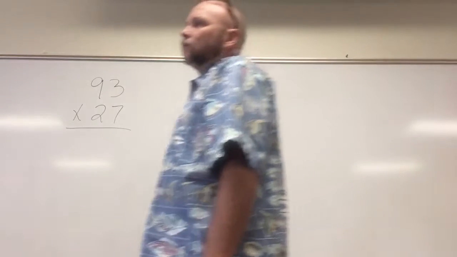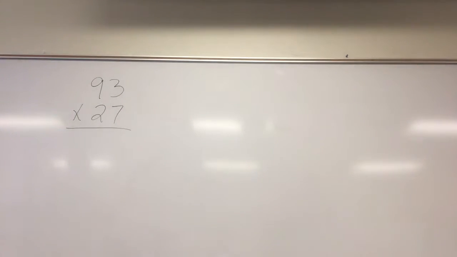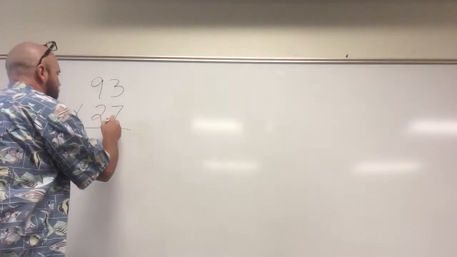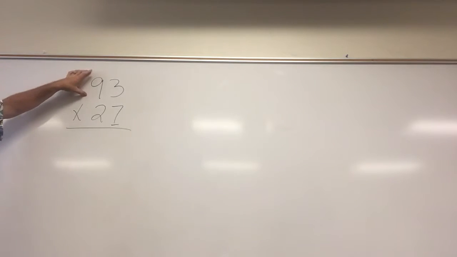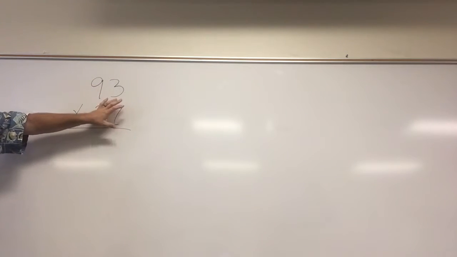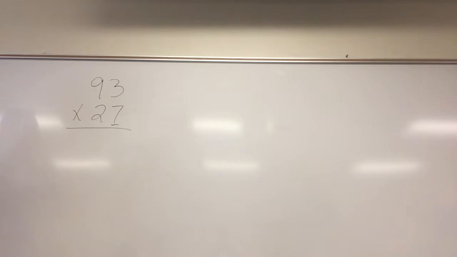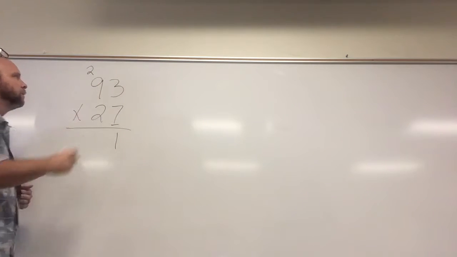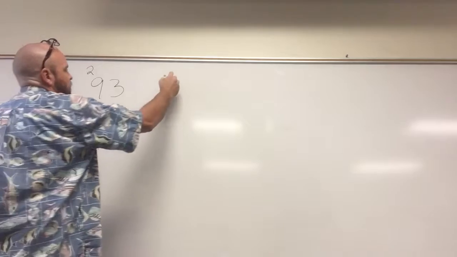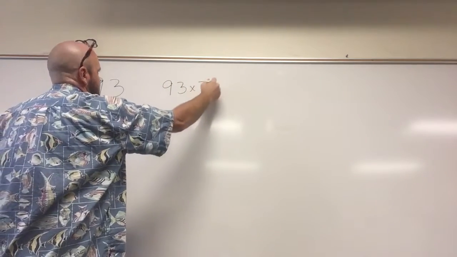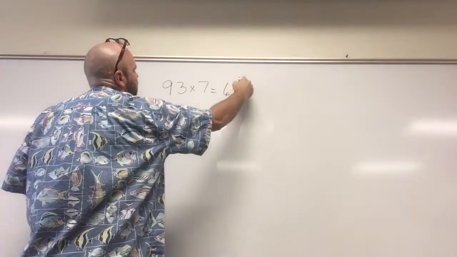So now we're multiplying. We're going to start by multiplying in our ones place. We multiply 93, which is our factor, times 7, which is our ones place. So 3 times 7 is 21. 9 times 7 is 63, plus 2, 65. So we just multiplied 93 times 7 and got 651.